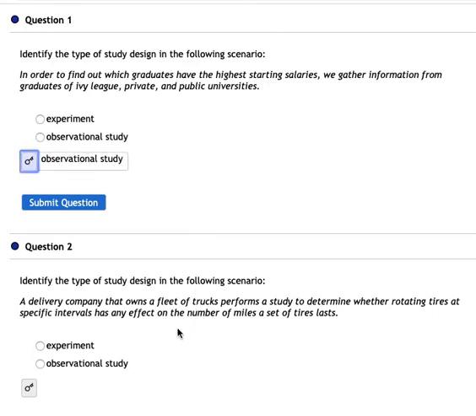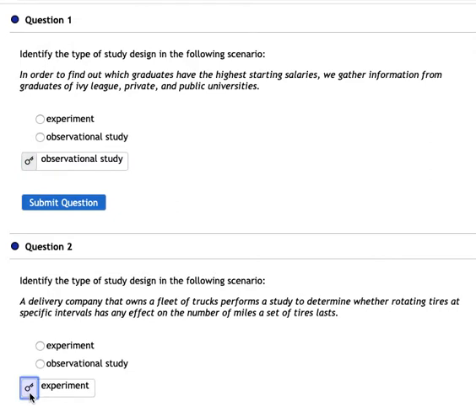How about the second one? A delivery company that owns a fleet of trucks performs a study to determine whether rotating tires at specific intervals has any effect on the number of miles a set of tires lasts. So in this case, this company is rotating the tires. They're doing something, then they're sitting back and they're watching to see how the truck tires react. So I believe this one is going to be an experiment, and it is.